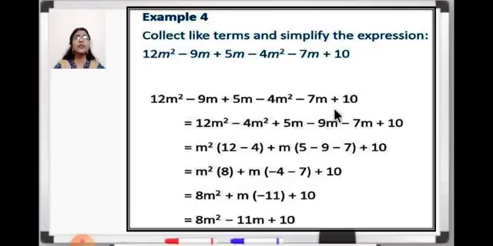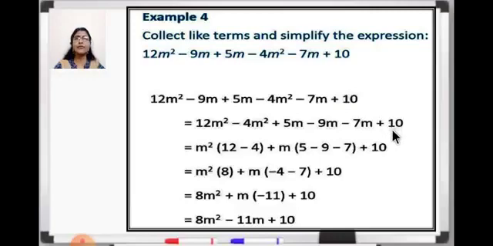So let us see, this is the question given. First what we will do, we will bring the like terms together. So we'll write first 12m square, and then you can see this is also a like term, minus 4m square. And then we will take plus 5m, or you can write minus 9m first. You can see these are like terms. So plus 5m minus 9m minus 7m, they are written together. And then at the end the constant plus 10.